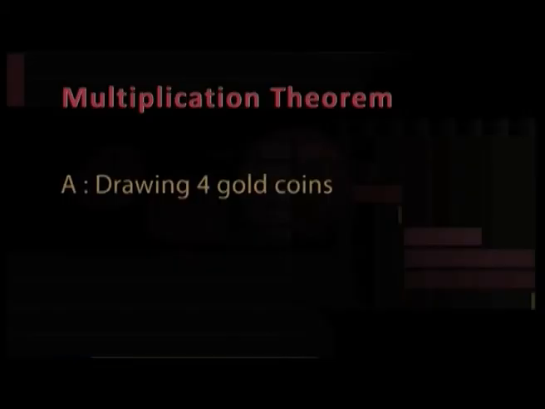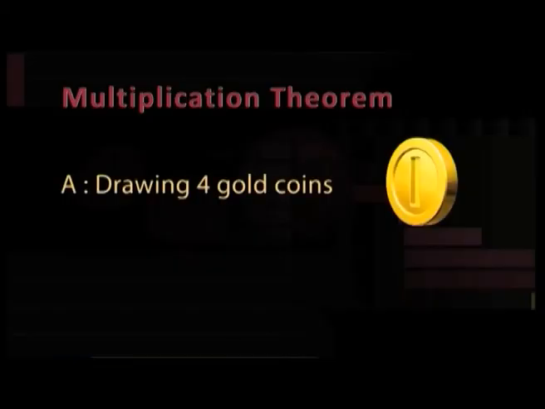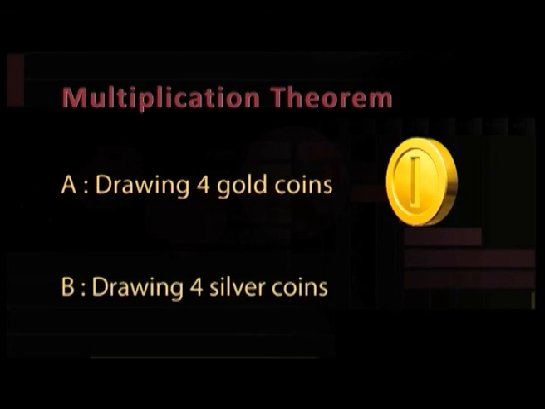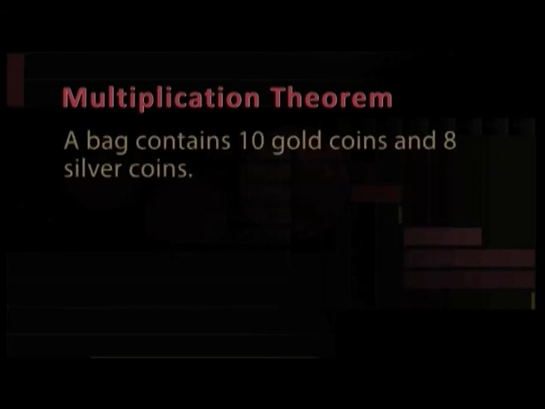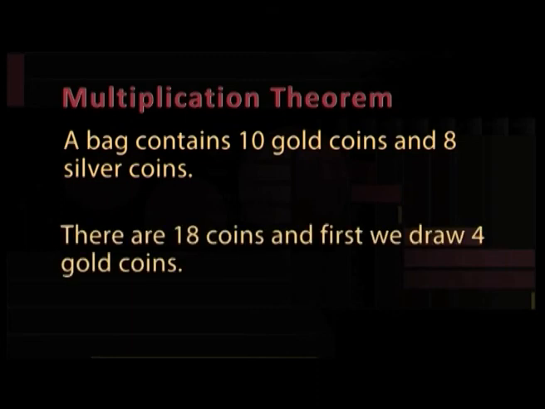Let us define the two events as follows. Event A, drawing of 4 gold coins. Event B, drawing of 4 silver coins. A bag contains 10 gold and 8 silver coins. Hence, together there are 18 coins. And first we draw 4 gold coins.